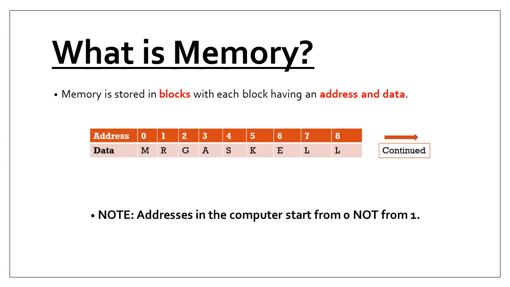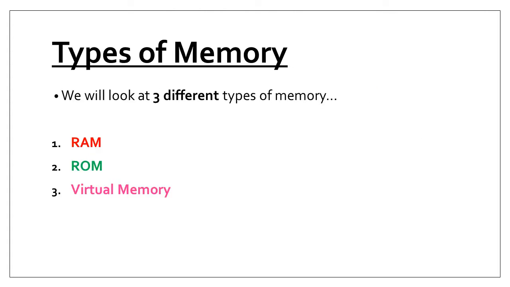So what is memory? It's not really a definition of what it is, but this is just how it's stored. Memory is stored in blocks, each given an address and data. Addresses start from 0, not 1. There's not really much more to say about that one. Types of memory. There are 3 types that you need to be concerned about specifically if you are doing the GCSE: RAM, ROM and virtual memory.